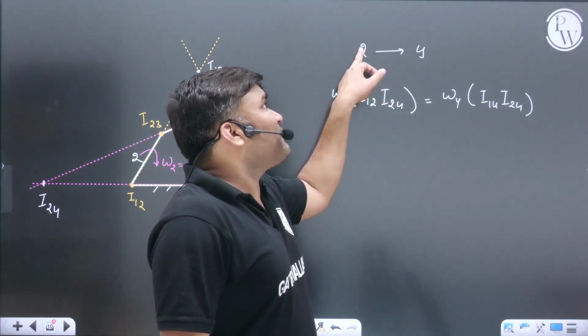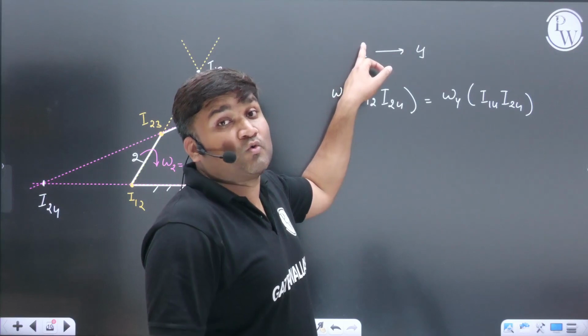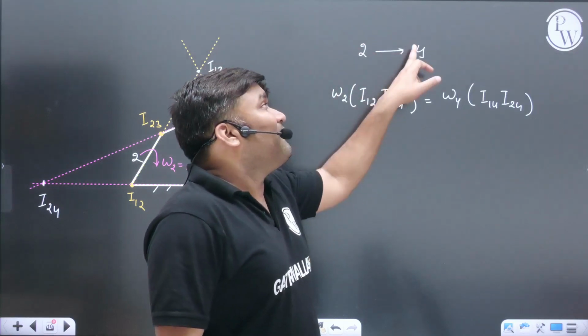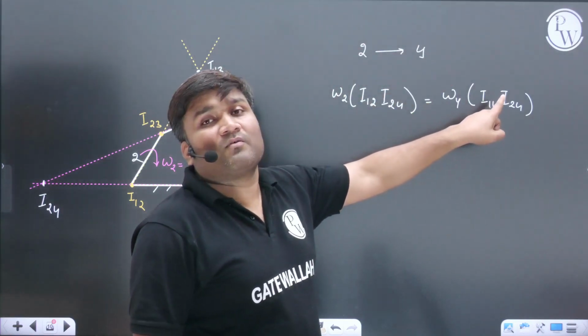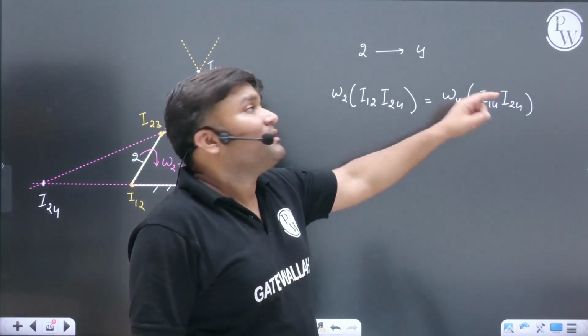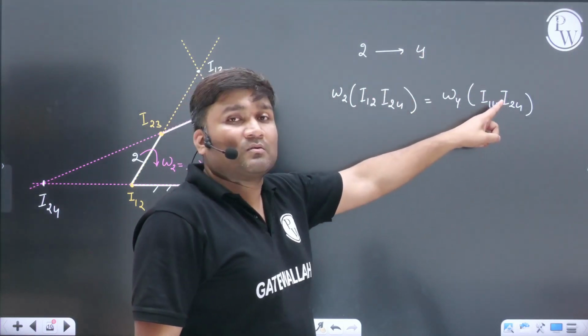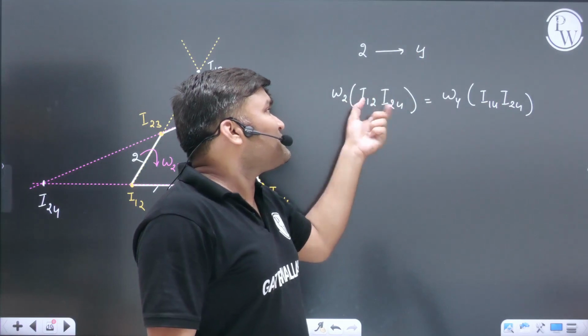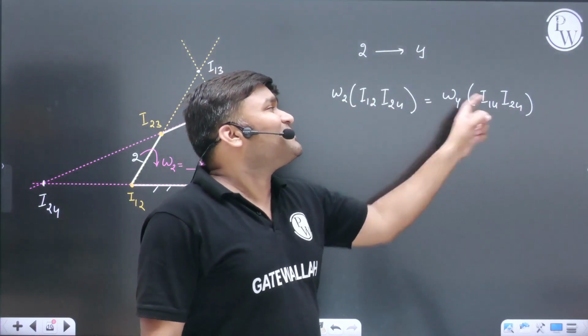One eye center from here, the absolute rotation of link 2, is seen as I12. One eye center from here, the absolute rotation of link 4, is seen as I14. One common eye center is I24. Getting the point? The distance from 12 to 24 times omega 2, and the distance from 14 to 24 times omega 4.